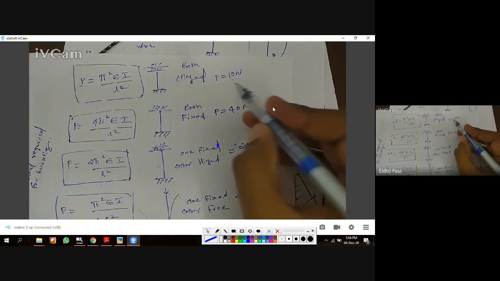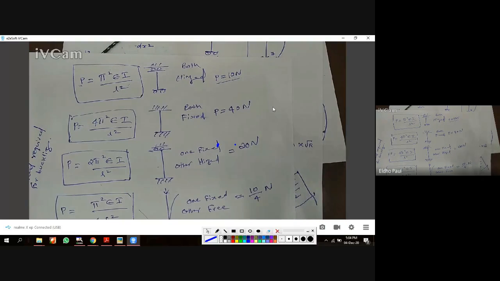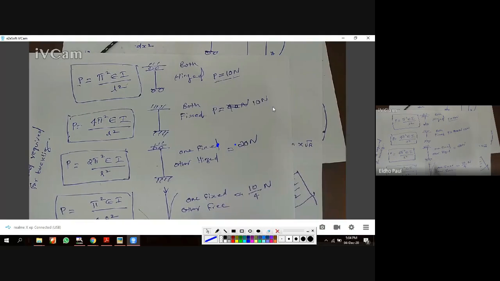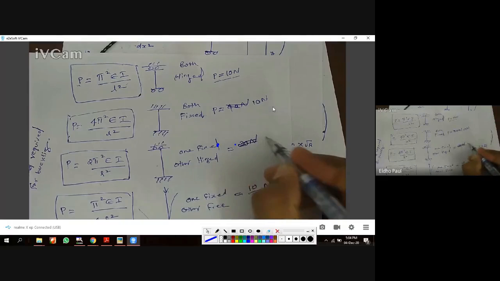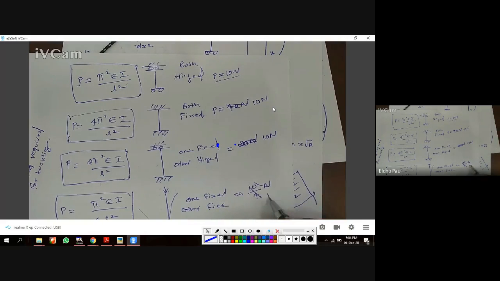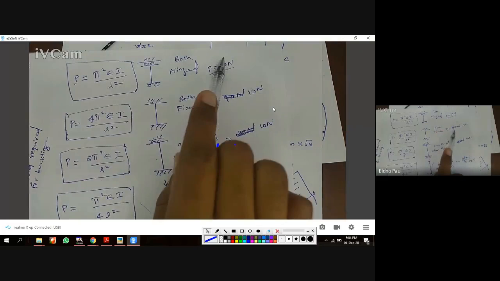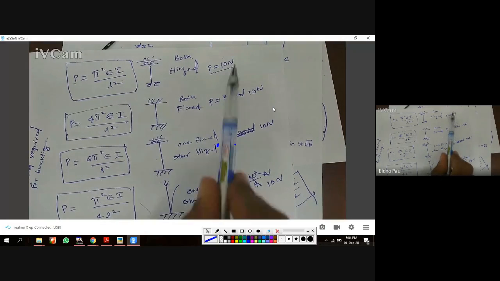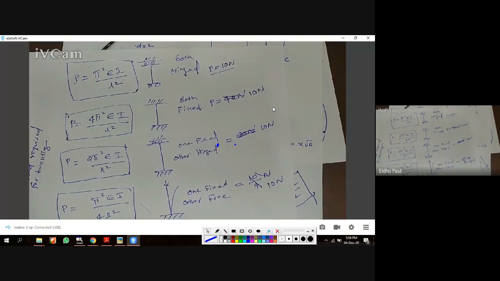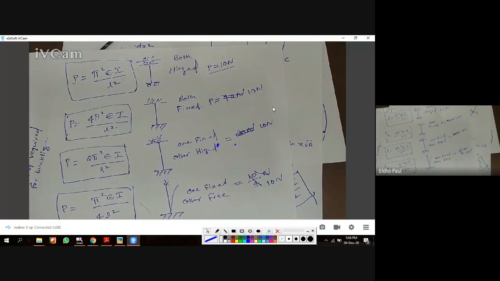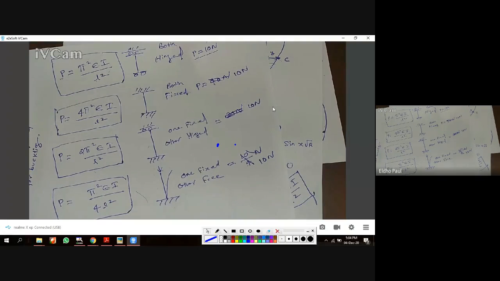Here it is 10 Newton, P is equal to 10 Newton. And here, instead of 40 Newton, the load carrying capacity will be 10 Newton for both ends fixed. Here also it will be 10 Newton, here also 10 Newton. Of course, it is not possible if E, I and L are the same. If it is 10 Newton, it will be 40, 20 and 10/4. But to maintain the same constant buckling load, 10 Newton, I have to change any of these values, E, I or L square. So here I am changing the length of the column.